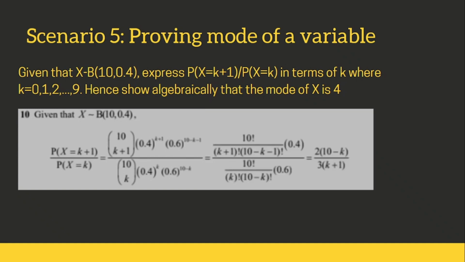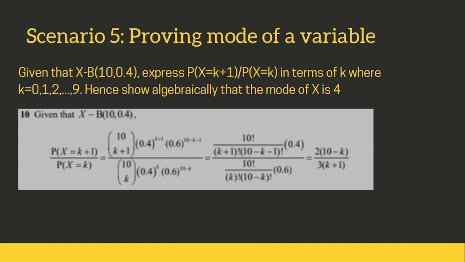So we further break it down. We break down what the 10 choose k+1 is and what the 10 choose k is. And you realize also that all the powers, like the 0.4, 0.6, actually the numerator and denominator are quite similar to each other. So what we're doing is that we're going to cancel out all the common parts, such as 0.4 to the power k and 0.6 to the power of 10 minus k. And that's what we end up with. Then we further simplify it. You'll see that we end up getting 2 times (10 minus k) over 3 times (k plus 1).